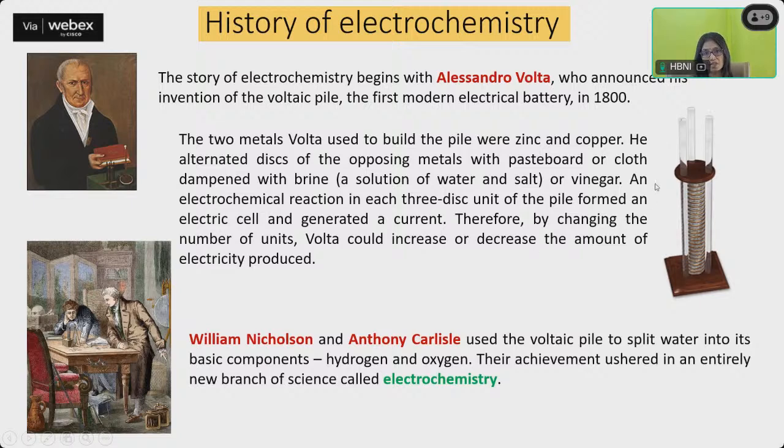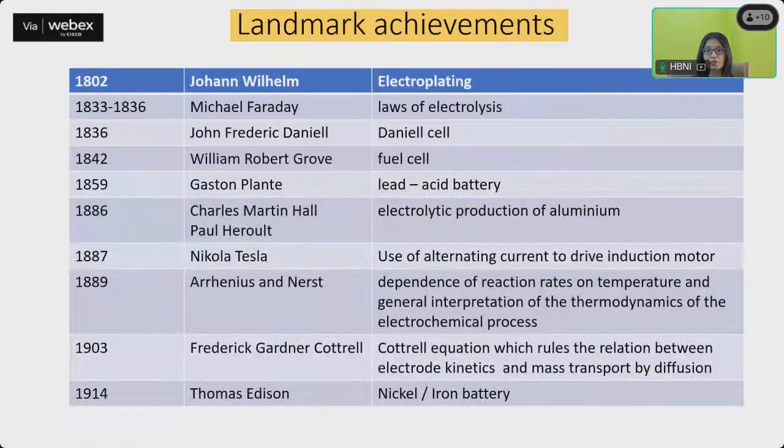But that was then. After that, the application of this was brought into notice by William Nicholson and Anthony Carlisle. They used the voltaic pile to split water into its basic components, hydrogen and oxygen. This achievement ushered in an entirely new branch of science, which is known as electrochemistry, which we all now know as electrochemistry.